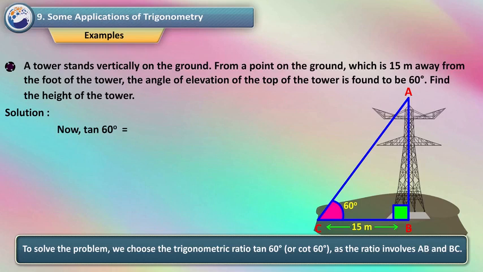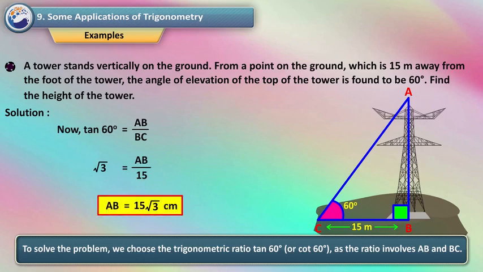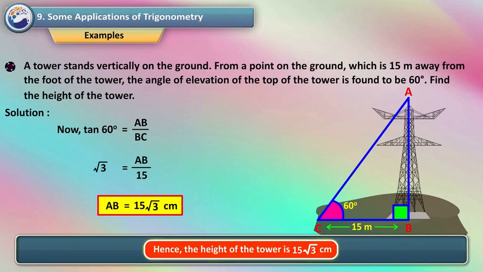Now, tan 60 degrees equals AB upon BC, so root 3 equals AB upon 15. AB equals 15 root 3. Hence, the height of the tower is 15 root 3 meters.